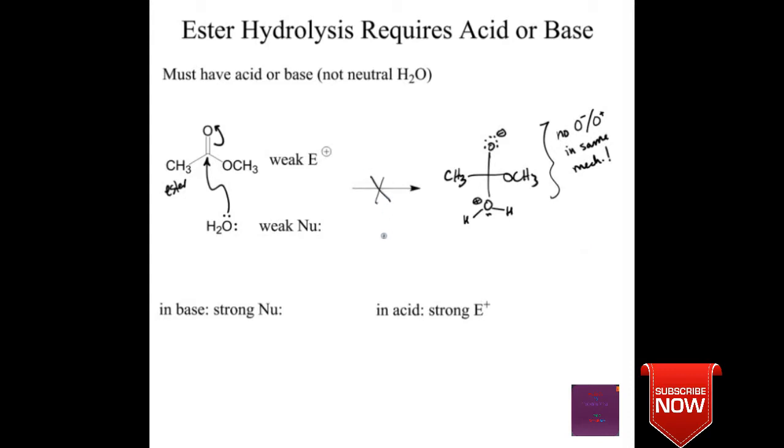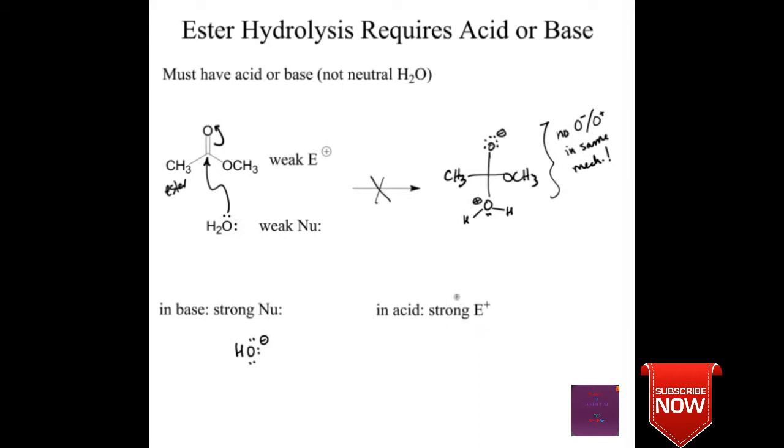So instead, how does it work? Well, in basic conditions, you increase the nucleophilicity of something. So how does this get adjusted in base? You don't have water attacking. You have a strong nucleophile, hydroxide, attacking. Then you have an O minus. It attacks. You have another O minus, and so on.